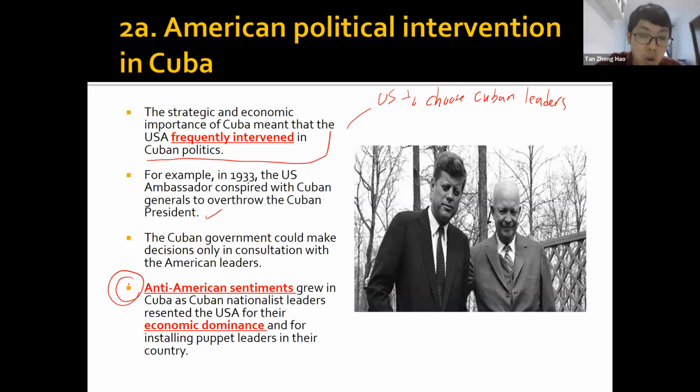And the other reason is also because, just now we said, the US controls a lot of businesses and makes a lot of money out of Cuba. So some people also resented the US for that. They want to take back what belongs to them: the sugar, the cigars, the factories, and all the money you can make with it. They want to maybe take it back from the US.